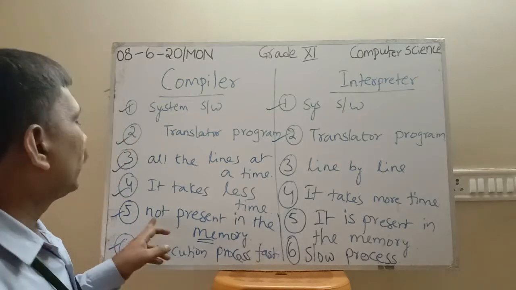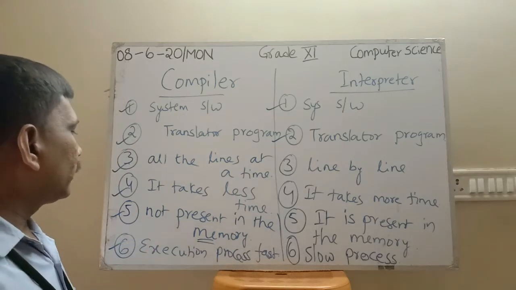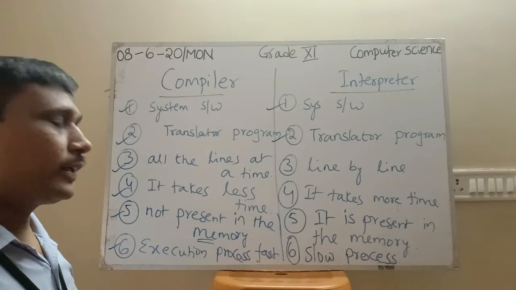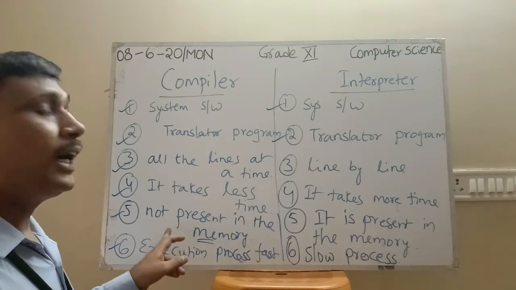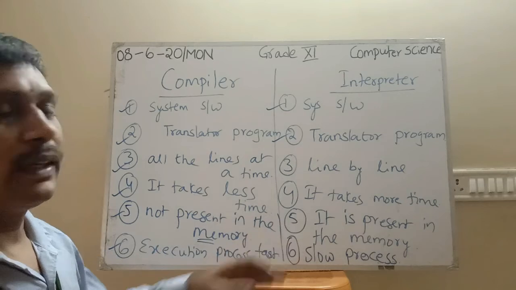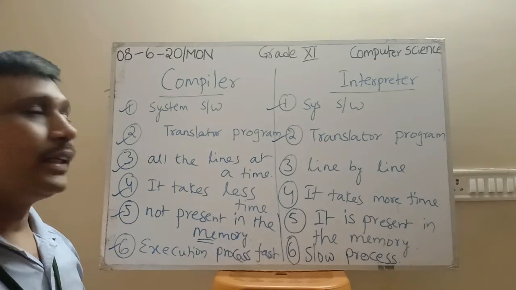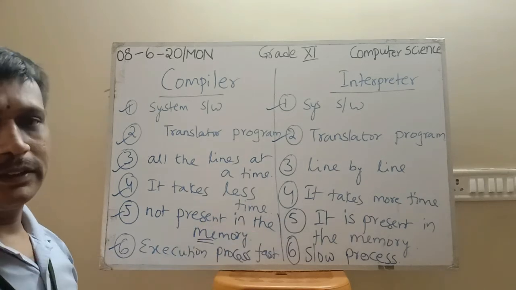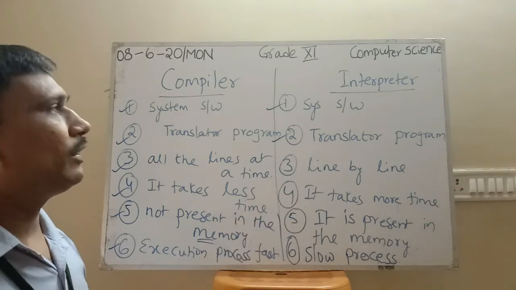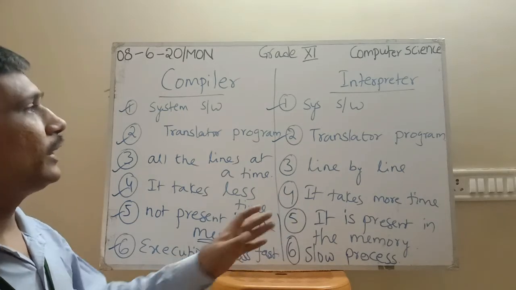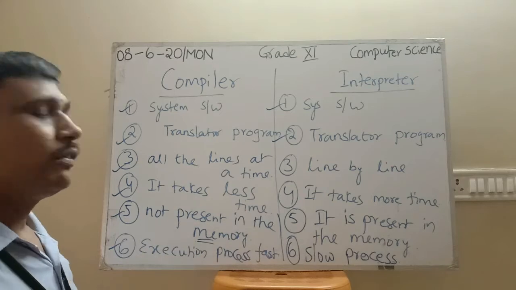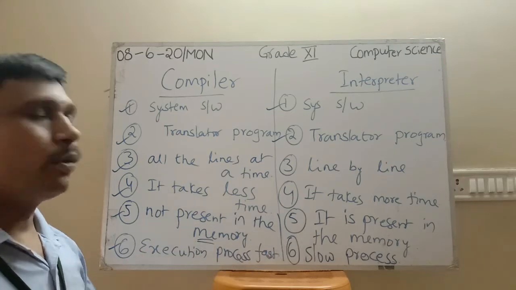Okay, so in the execution process, after completion of execution, it is not present in the memory, whereas the compiled output resides in the memory. That is the main difference. That is one of the disadvantages of the interpreter: slow processing. Here it is fast processing, and here it is slow processing.